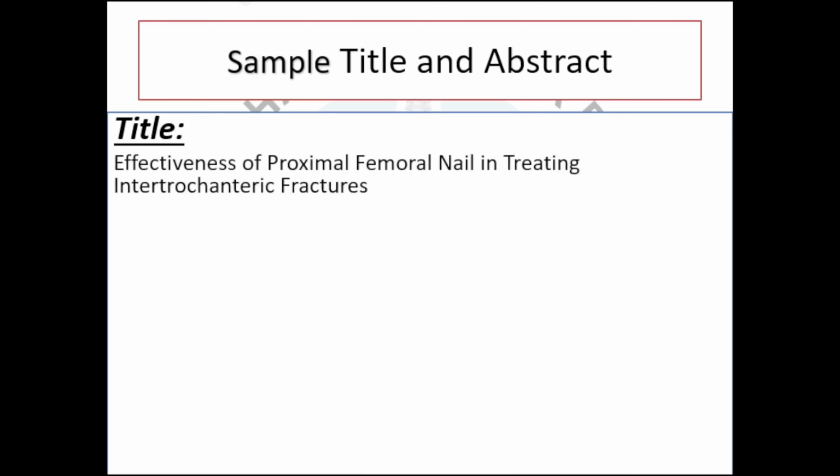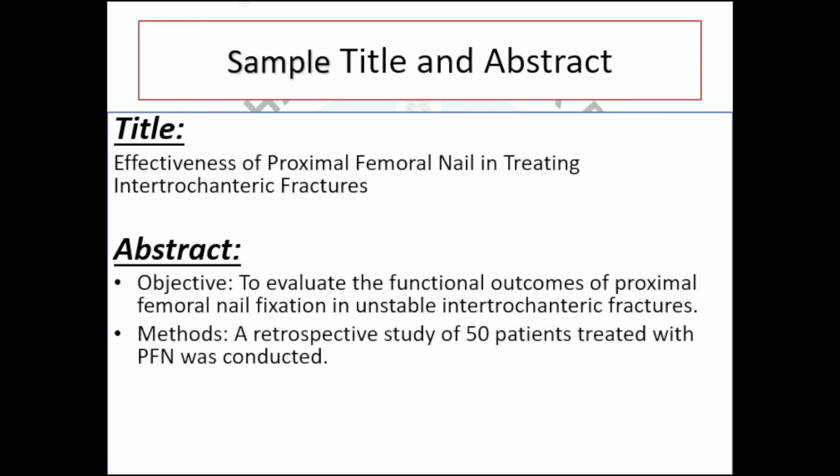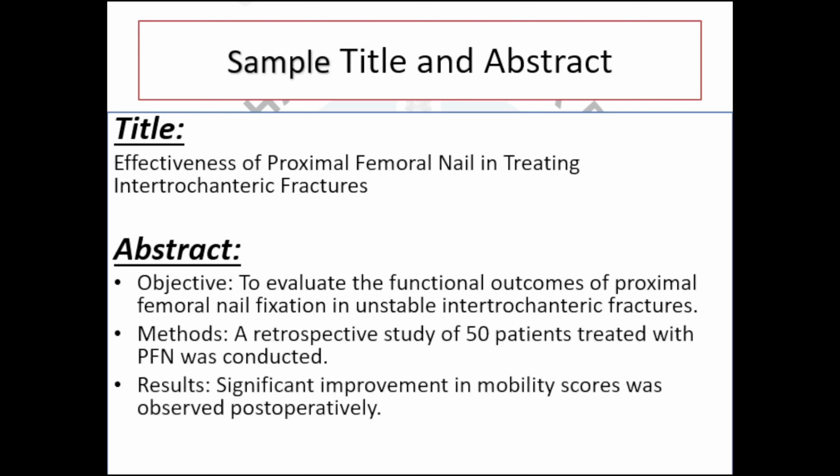Sample title and abstract. This is a simple title: effectiveness of proximal femoral nail in treatment of intertrochanteric fractures. The abstract has objective, methods, and results. In the previous section, we talked about the abstract: it is short, containing 150 to 250 words, not more than that, and not less than 150 words.